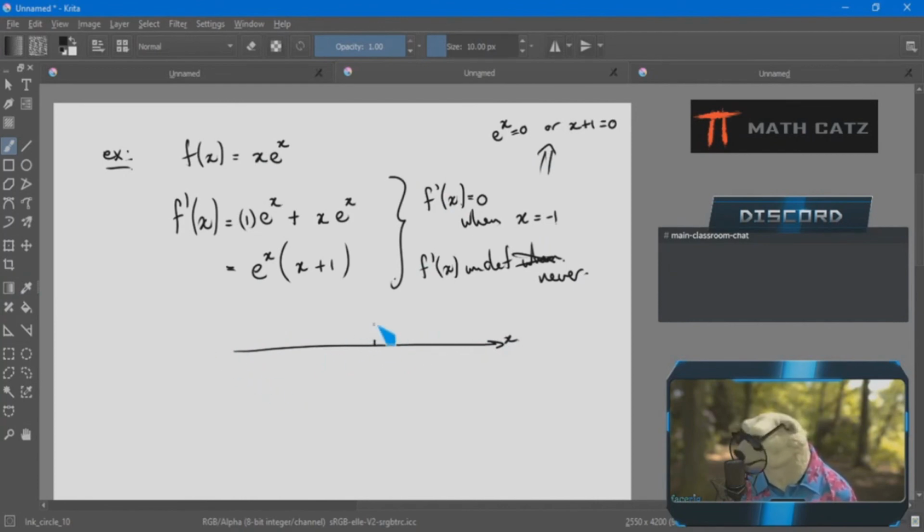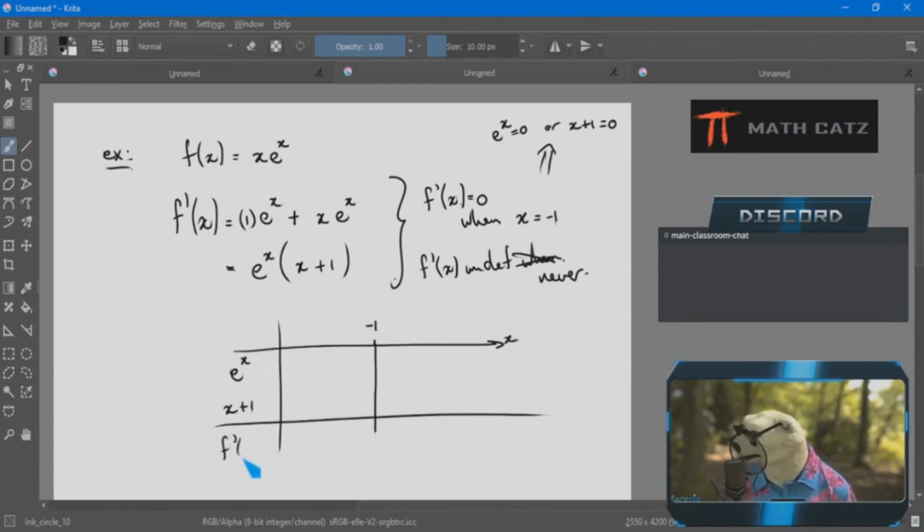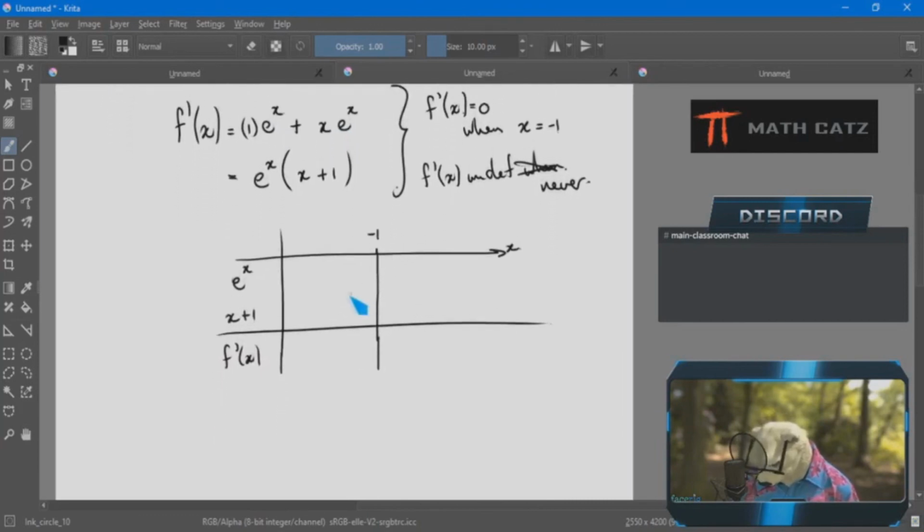I don't know why my line is so long, because only -1 is a point of interest here. So everything I list, e to the x, x plus 1, and they together give me the derivative. It has to be multiplication or division. I could not have taken the top, which had 2 terms. Okay, e to the x, again, I read it off my graph, it's always positive. X plus 1 is 0 when x is -1. It's in multiplication, going to make the derivative 0.